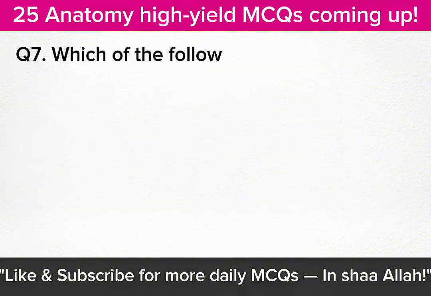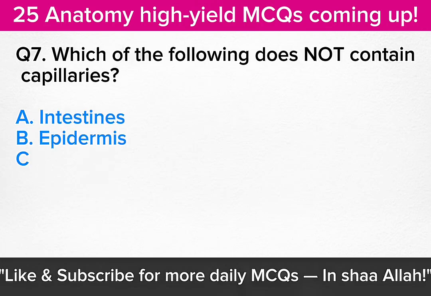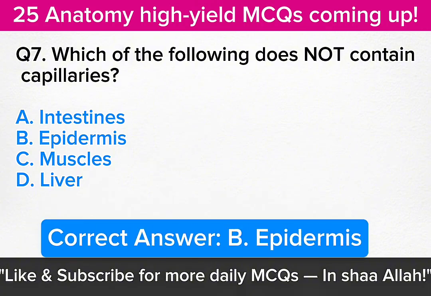Q7. Which of the following does not contain capillaries? A. Intestines. B. Epidermis. C. Muscles. D. Liver. Correct answer: B. Epidermis.